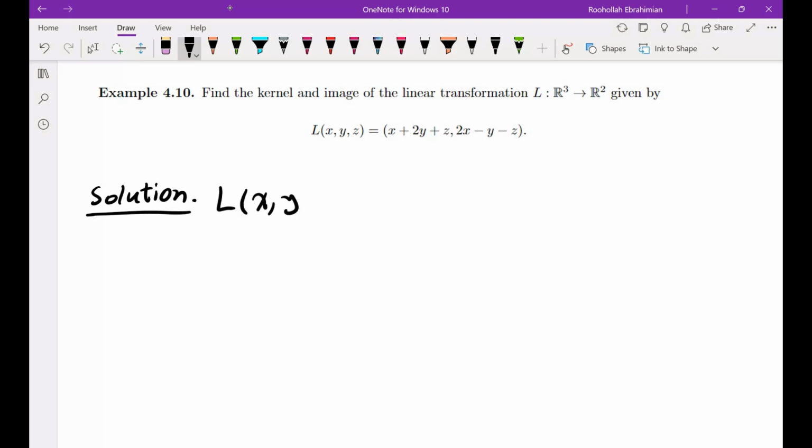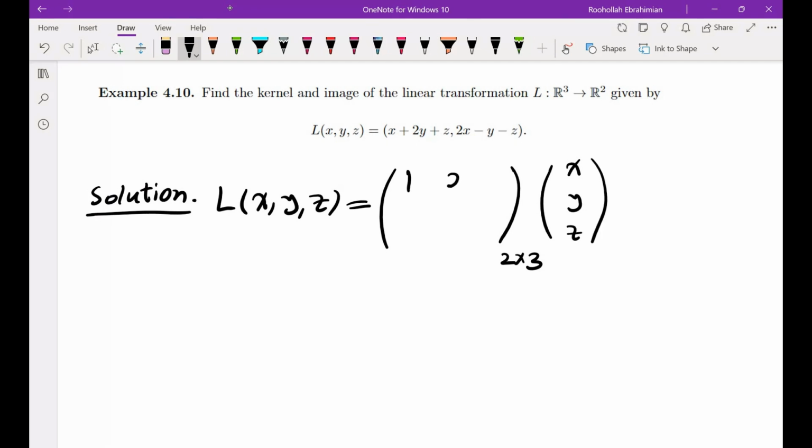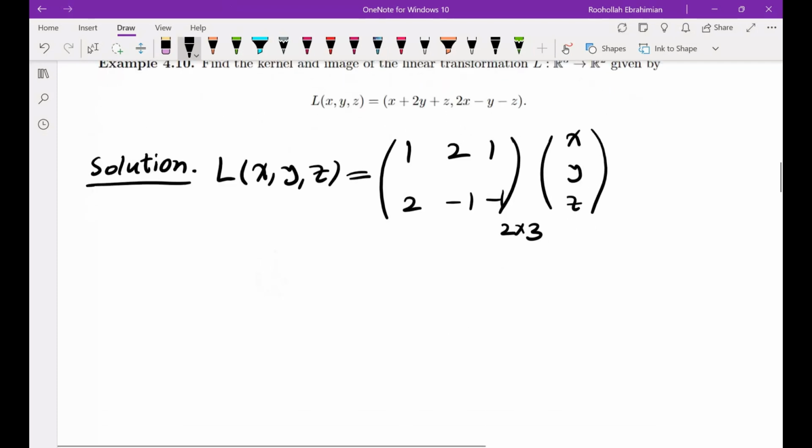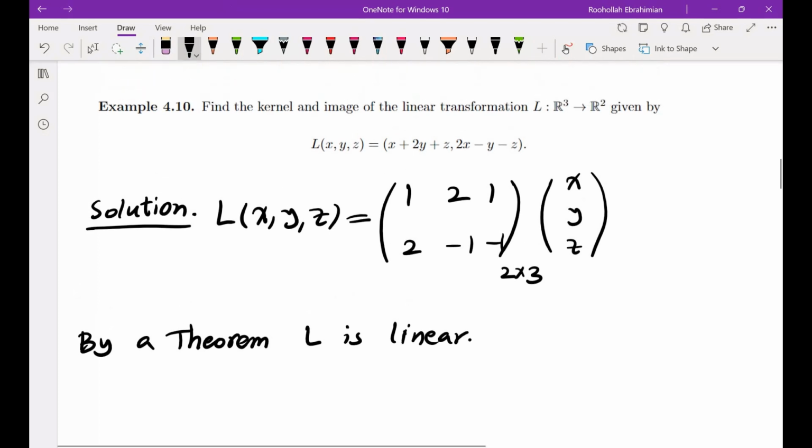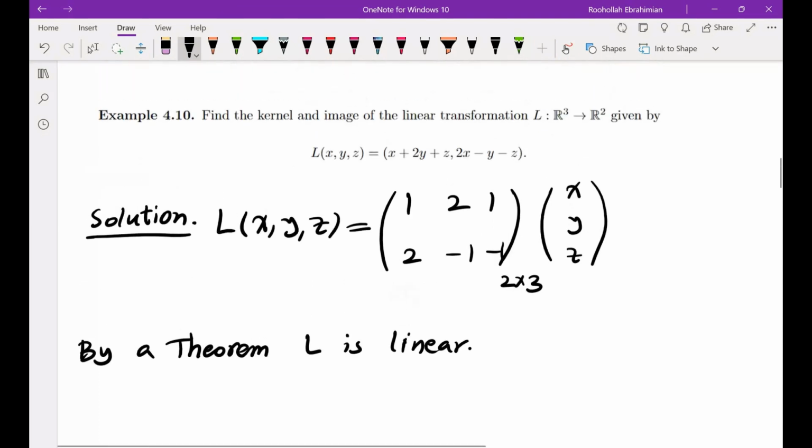But that one is not very difficult to see if you think of this as a matrix multiplication. This would have to be a 2 by 3 matrix times xyz. If you multiply xyz by the matrix with rows 1, 2, 1, you'll get x plus 2y plus z. And then the row 2, negative 1, negative 1 gives you 2x minus y minus z. So this is the same matrix. Now by a theorem, any matrix multiplication gives us a linear transformation. So L is in fact linear. Okay, now that we know this is linear, we can find its kernel and its image.